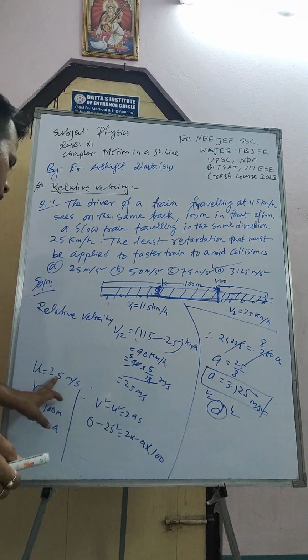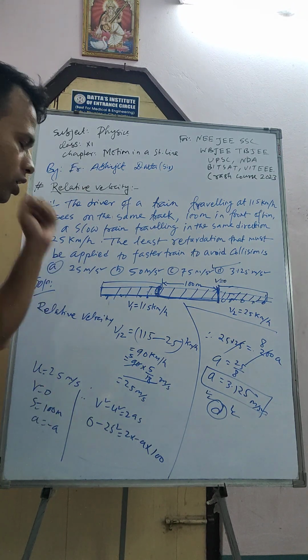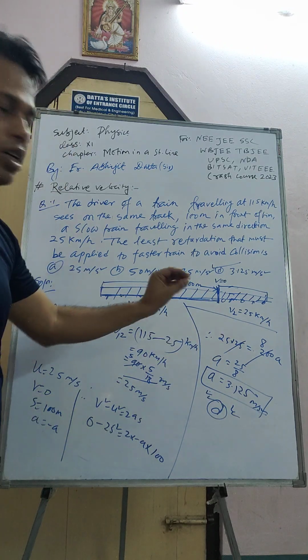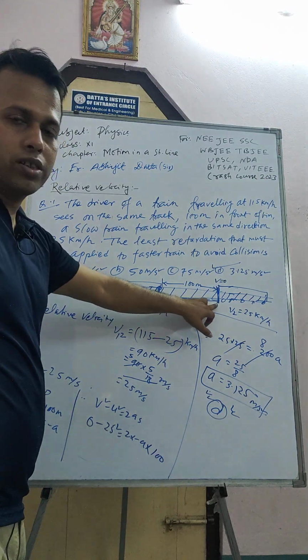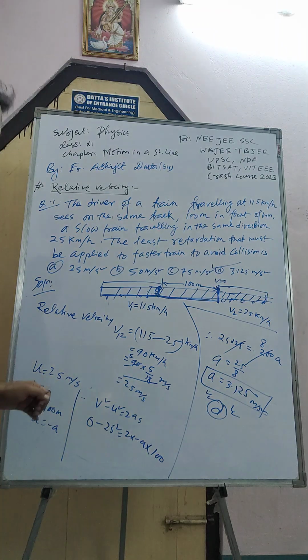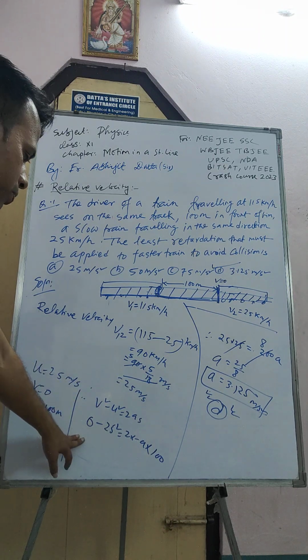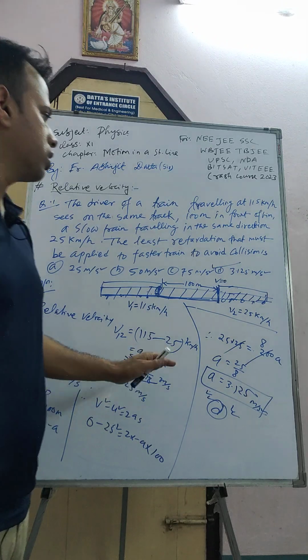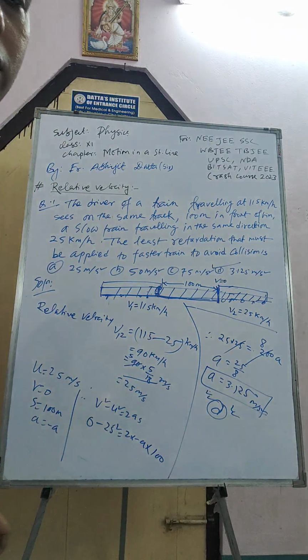This one is given, so u will be this one, v will be 0, because after applying the retarding force the train must stop here, at a 100 meter distance, otherwise they will collide with each other. And v is 0, s is 100 m, a is minus a. After applying this formula, we get a is 3.125. So 3.125 is the retardation of the train.